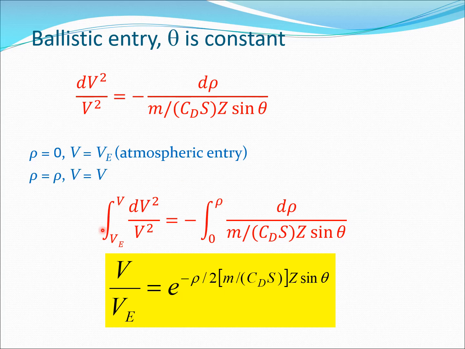Now once I integrate this, I would get the ln term here, and then I can take the exponential powers on both sides and I get this equation in yellow, which essentially gives me the relationship between V and VE in terms of this exponential function and the ballistic parameter m by CDS.